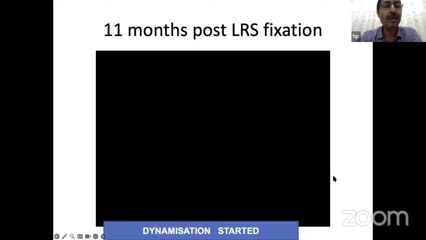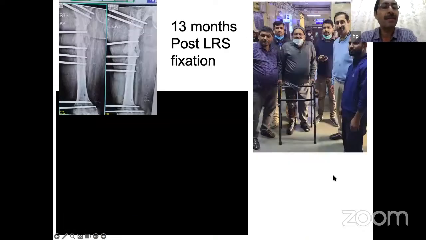Probably the video is not working well. So we started dynamization, and at 13 months post LRS fixation, we can see that we had a good bridging callus. Then we decided to remove the LRS. The patient was standing well with a walker, and he was kept on an ischial weight bearing caliper. And he started walking on the ischial weight bearing caliper. Next slide.